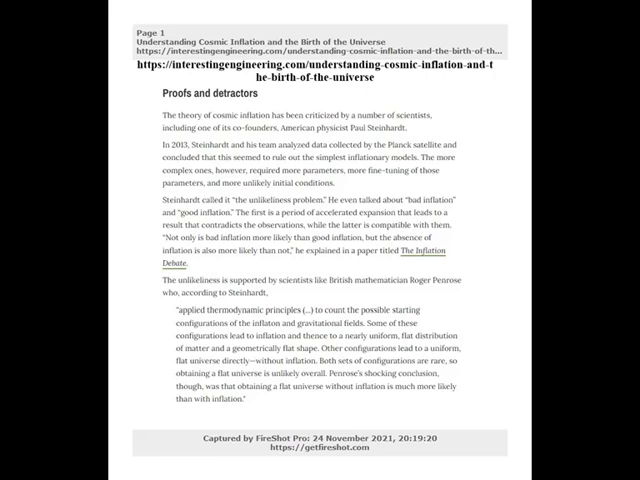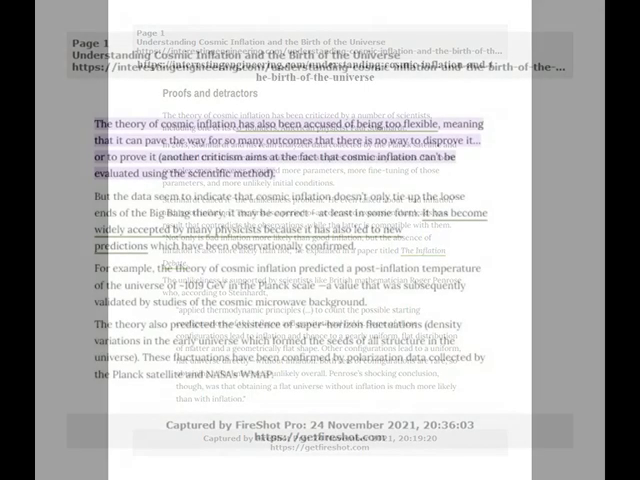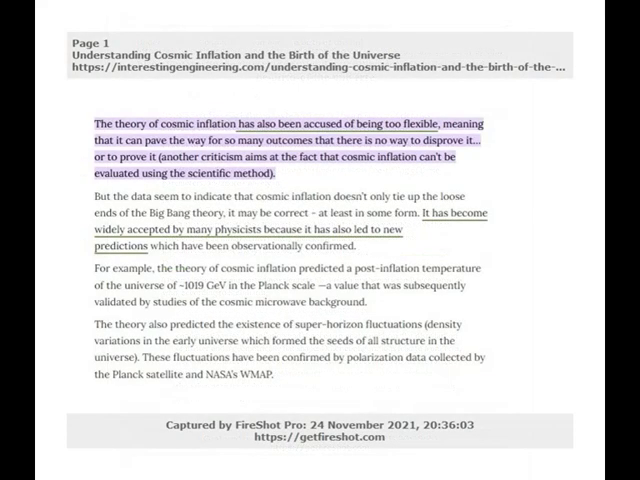The unlikeliness is supported by scientists like British mathematician Roger Penrose who, according to Steinhardt, applied thermodynamic principles to count the possible starting configurations of the inflaton and gravitational fields. Some of these configurations lead to inflation and thence to a nearly uniform, flat distribution of matter and a geometrically flat shape. Other configurations lead to a uniform, flat universe directly, without inflation. Both sets of configurations are rare, so obtaining a flat universe is unlikely overall. Penrose's shocking conclusion, though, was that obtaining a flat universe without inflation is much more likely than with inflation.